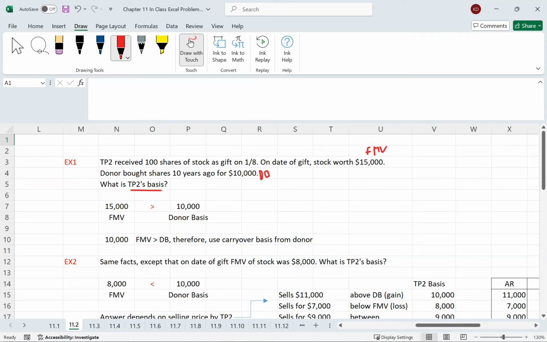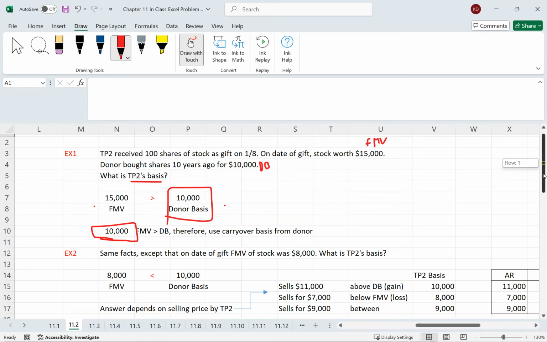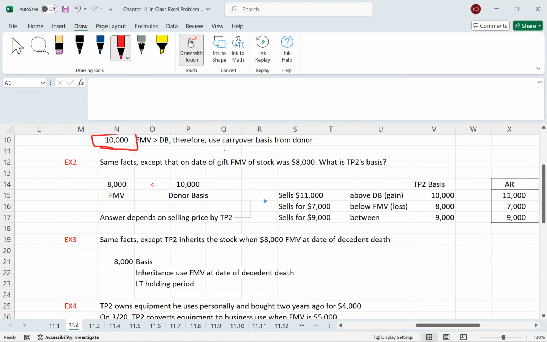I then come up to you and I say, okay, grandma gave you this item. It's appreciated. Can you please tell me your basis? Well, the fair market value on the date of the gift is greater than what grandma paid. Accordingly, grandma's basis becomes your basis in there. If we were to flip it, say that the fair market value on the date of the gift was $8,000, it's gone down in value. It's like the Beanie Baby.